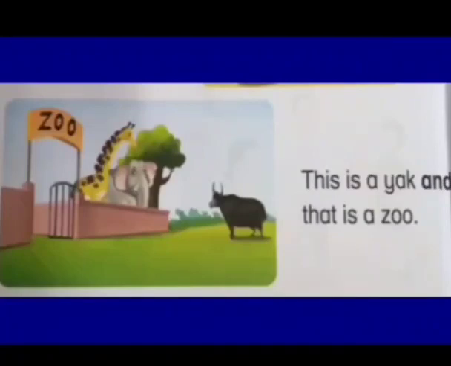Now look at this picture. It is a zoo. But what are the lines? Read the lines. This is a yak. This is a yak. And that is a zoo. Full stop. They are saying that this is a yak and that is a zoo.